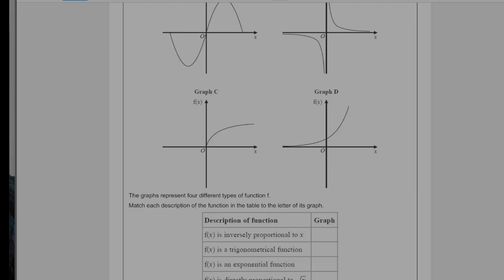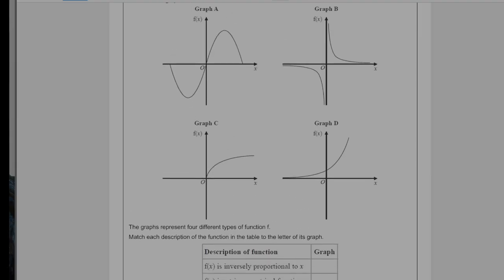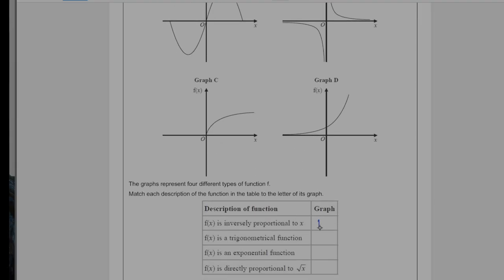So inversely proportional to x. So that means as one goes down, the other goes up. So that's going to be graph D. Sorry, B. Trigonometric function would be graph A. The exponential function would be graph D. And then directly proportional to root x would be C.